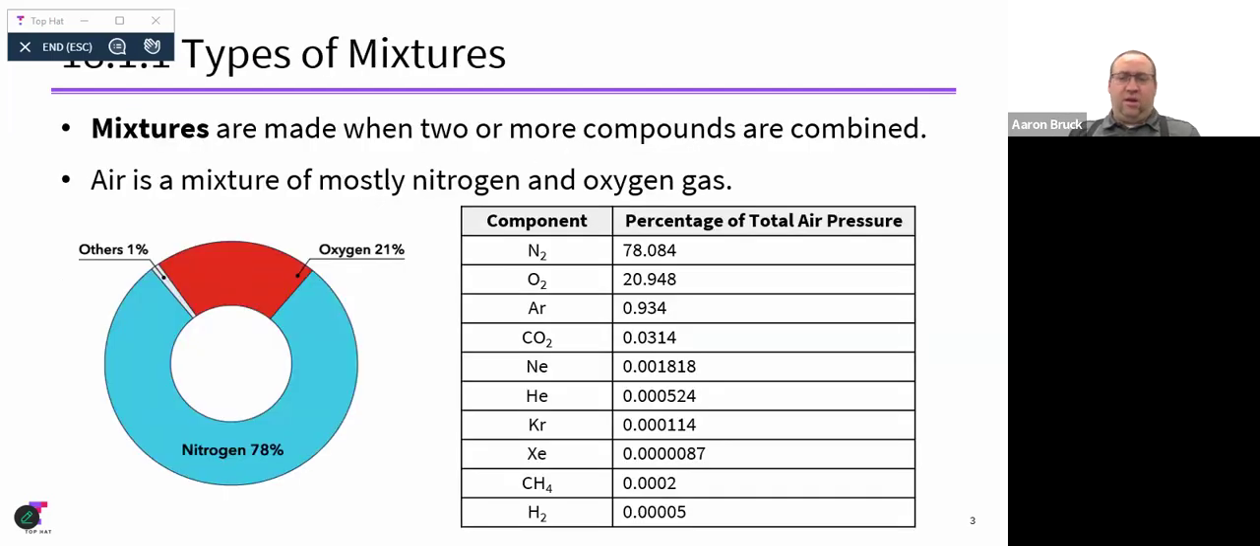So I want to take us back to chapter 1. In chapter 1, the very first thing that we talked about in Chem 105 was the idea of pure substances versus mixtures. And we talked about mixtures as being what happens when we have 2 or more things that are combined physically with each other. A classic example of this is air. Air is a mixture of nitrogen and oxygen gas primarily, and then there's a mixture of other things in there as well. But it's mostly nitrogen and oxygen.